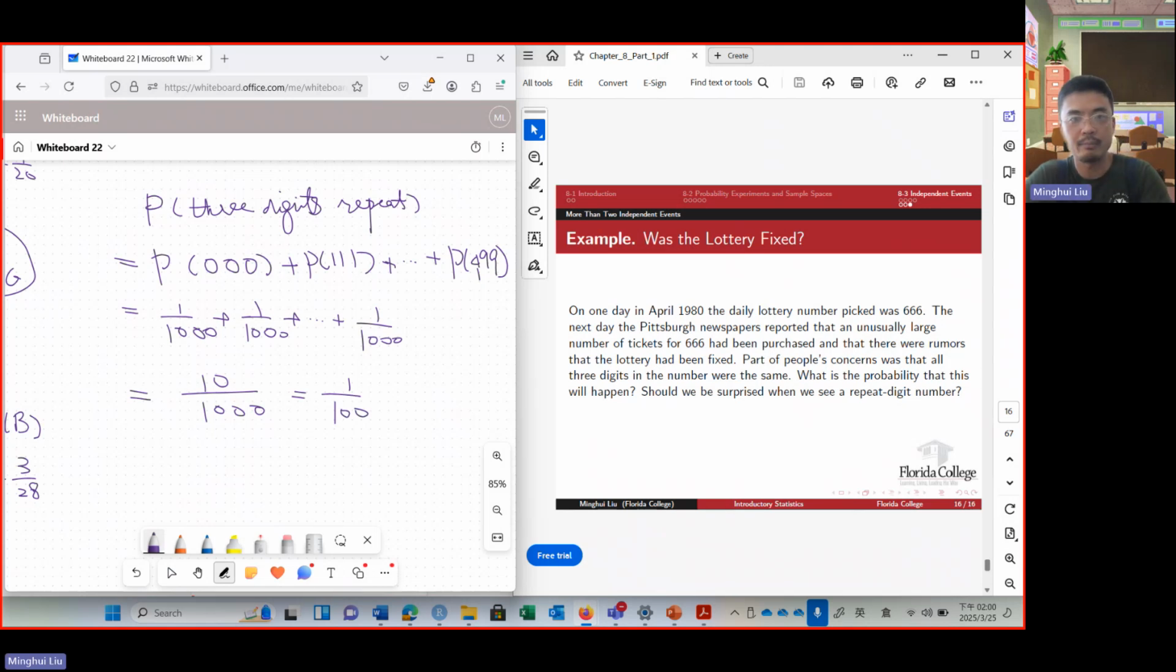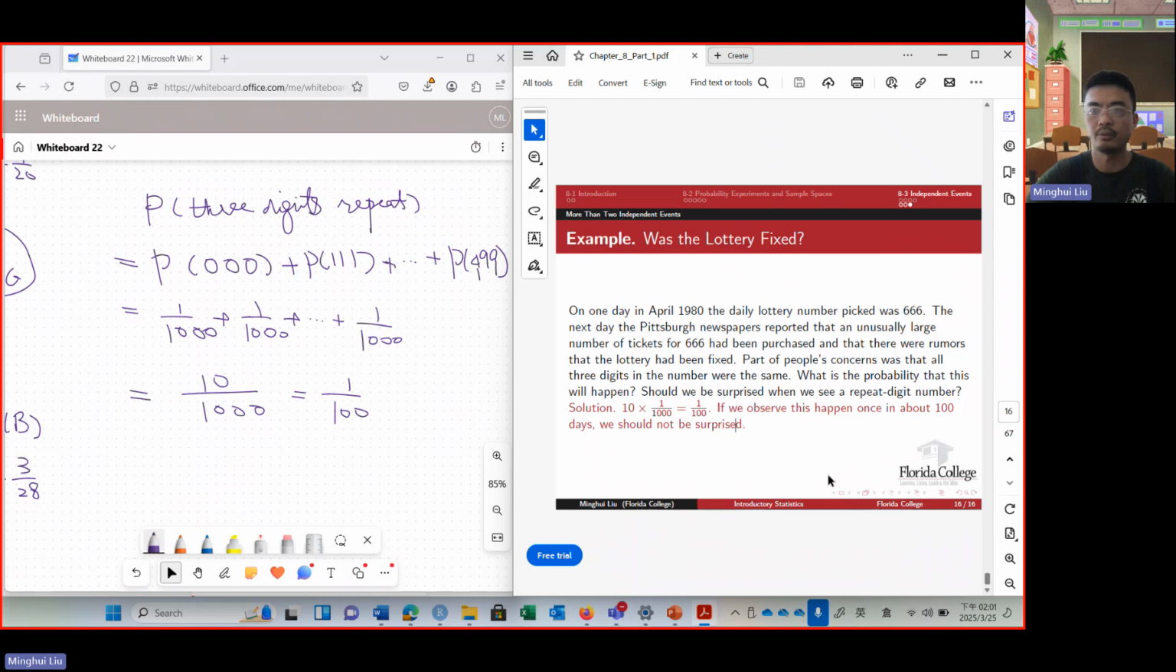So is this likely to happen? The answer is not very likely, but it's not too surprising. If you keep running this lottery every day, in a year you'll probably see it happen 3, 4, 5 times. That's like 1% of the number of days. But if you see it more often than that, like a couple of times per week, that may indicate a problem. Again, the chance of seeing repeated digits is 1 out of 100.